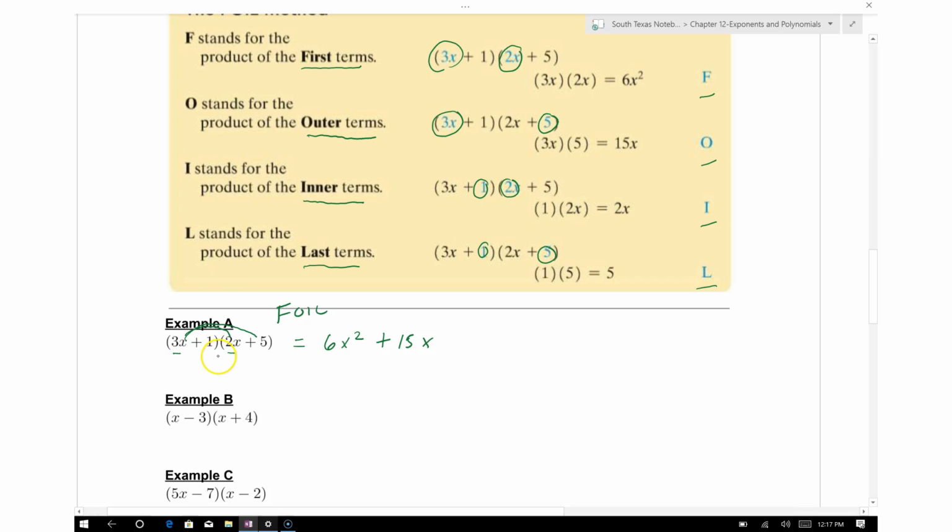Then you're going to multiply the product of the inner terms, which is 1 times 2x, and then the last terms, which is going to be 1 times 5. Our next step is to simplify. So we have 6x squared, and we have 15x plus 2x. Since 1 times 2x is 2x, that gives you 17x plus 5. And that is the FOIL method.